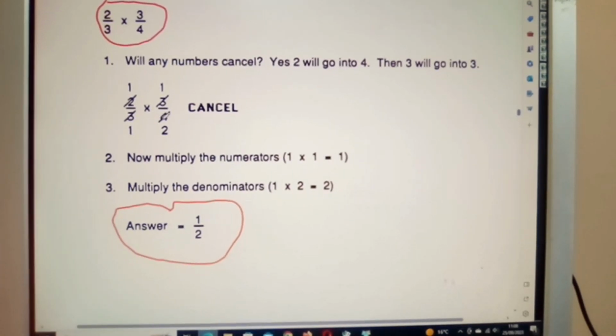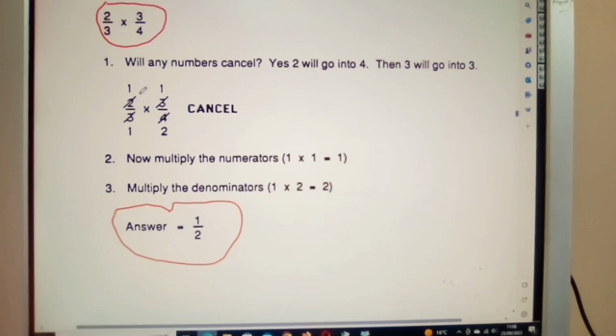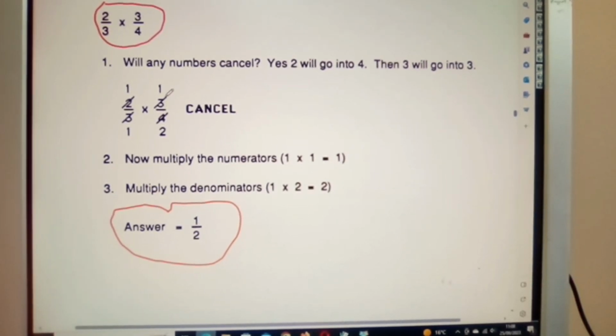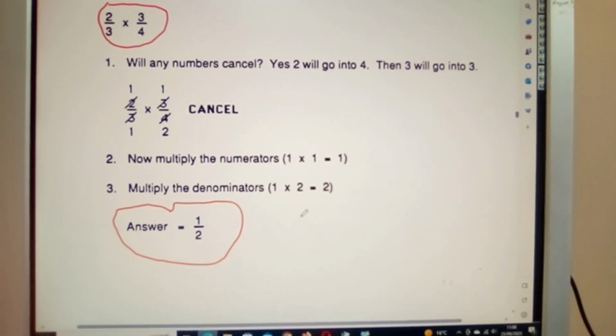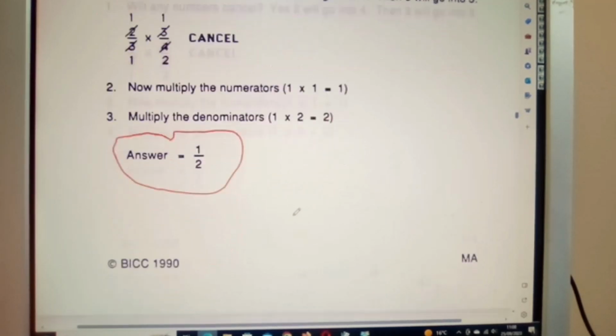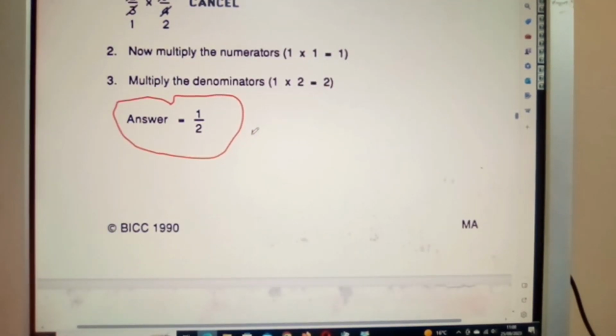Two into 4 goes twice, leave you 2. 2 into 2 goes once, leave you 1 here, okay? 1 times 1 is 1 over 2, and that would be your result.